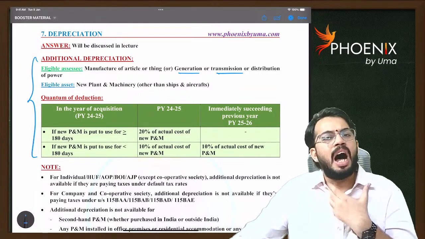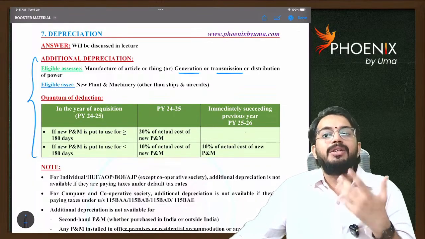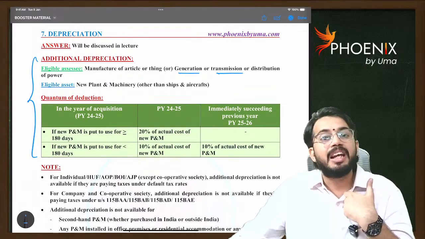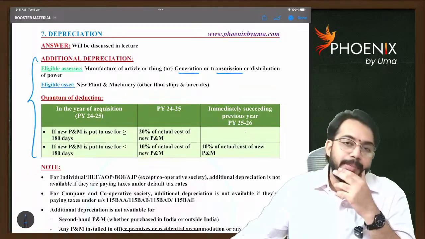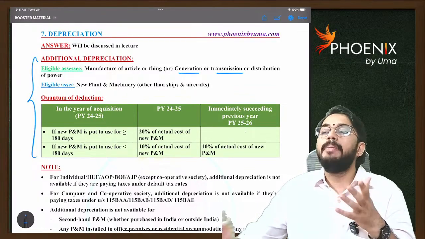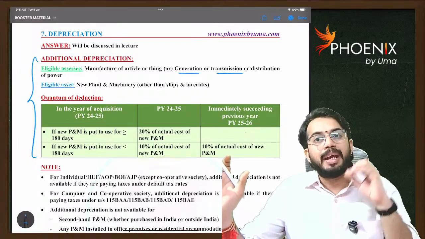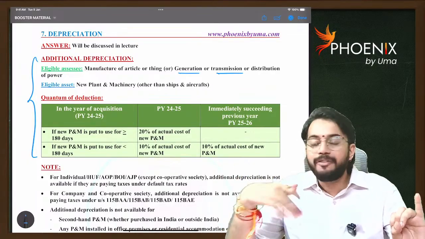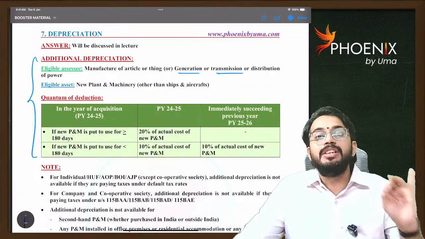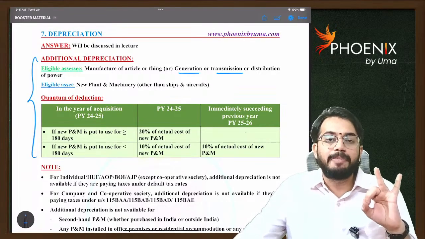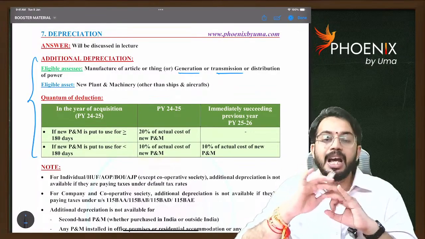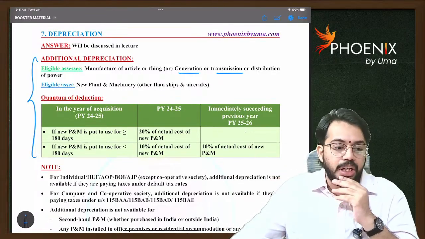See, I am a CA in practice. I am into service oriented business. Can I claim additional depreciation? I cannot claim additional depreciation. So I am into trading business. Can I claim additional depreciation? No. Only if I am engaged in manufacturing business or if I am engaged in the business of generation, transmission or distribution of power. Only for these two businesses I can claim additional depreciation. Are you able to understand?